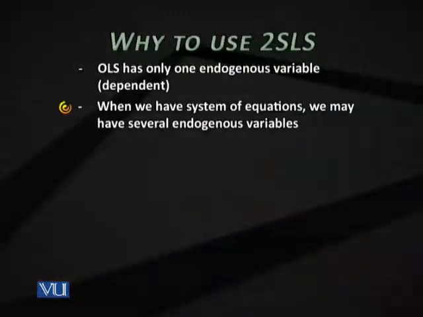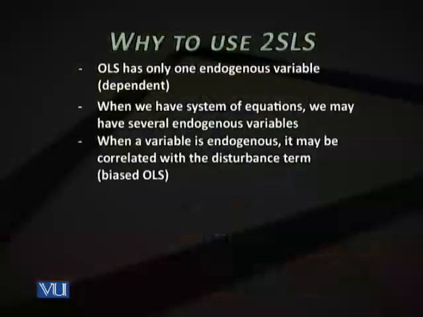So in OLS, we have one endogenous variable on the left-hand side, and we have exogenous variables on the right-hand side. When we have a system of equations, we have several endogenous variables, maybe on the left-hand side, or they may exist on the right-hand side. So if we have endogenous variables on the right-hand side of an equation in a system of equations, we cannot use OLS because one dependent variable of, say, equation 1 may be related to the error term of equation 2.